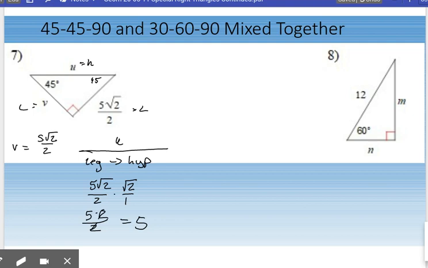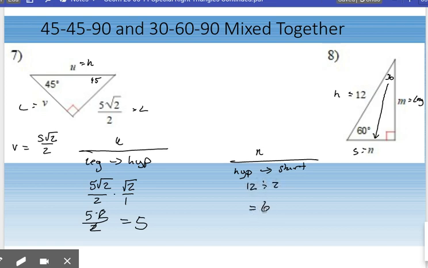The 30, 60, 90. There's my 30. So the n is the short side. The m is the long side. 12 is my hypotenuse. We need to figure out what n is first. And we're going hypotenuse to short. Remember, we divide by 2. So 12 divided by 2 is 6. Done. Got my short side.